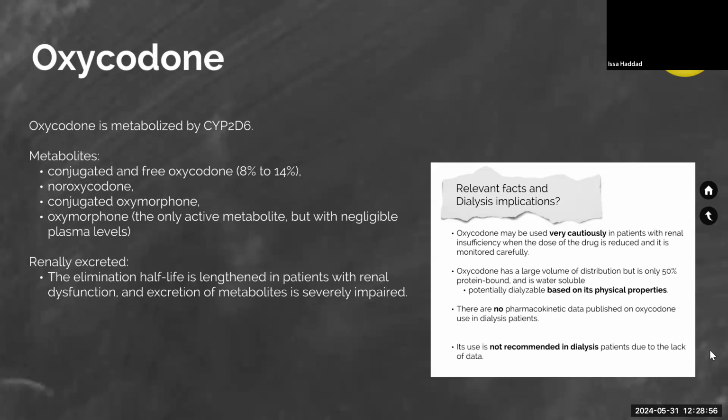And it does have a large volume of distribution, and it's only 50% protein bound and is water soluble. So theoretically, it is dialysable, but that's based on physical properties. There are actually no pharmacokinetic studies done on end-stage renal disease patients so far to test if oxycodone is dialysable and if there are toxic side effects. So because of the lack of data, it's not really recommended to be used.